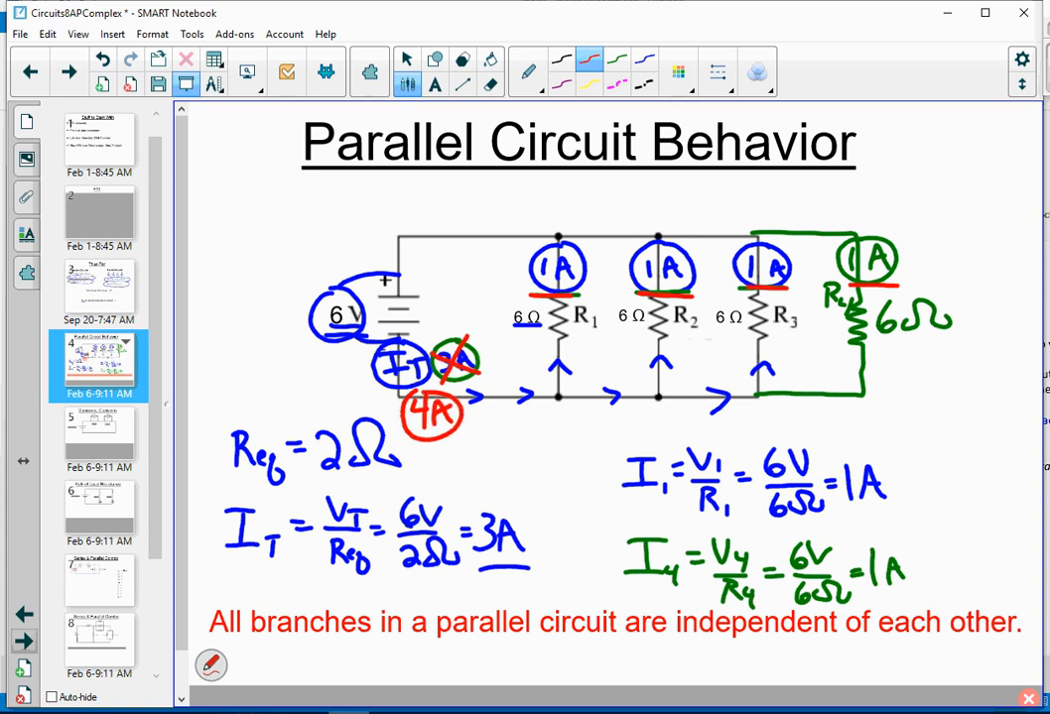So the take-home point is, in a parallel circuit, all branches are independent of each other. And if you add or remove a branch, it does not impact any of the other branches. However, the total current will be affected.